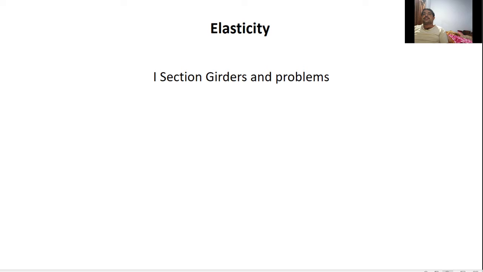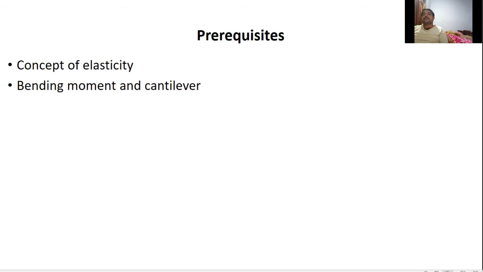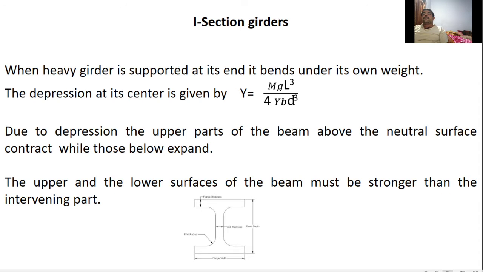Today we will discuss I-section girders and some of the problems in this chapter. When a heavy beam or girder is supported at its ends, it bends under its own weight. The depression at its center is given by y = mgl³/(4Ybd³).